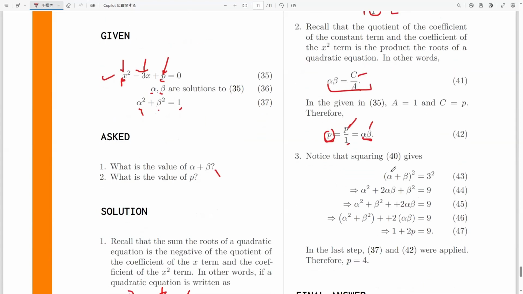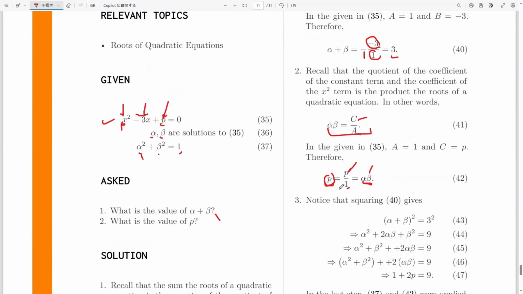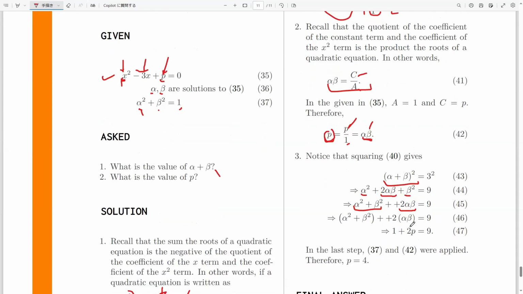Now, what can we do to find just p? Because alpha times beta, that's not really what we're looking for. We're looking for the actual number, p. Notice that we have alpha plus beta. So if we start from alpha plus beta equals 3, if we square both sides, on the left side, we get alpha squared plus 2 alpha times beta plus beta squared. On the right side, we get 9. Notice that alpha squared plus beta squared can now be grouped together here, and 2 alpha beta can be grouped together in here, okay?